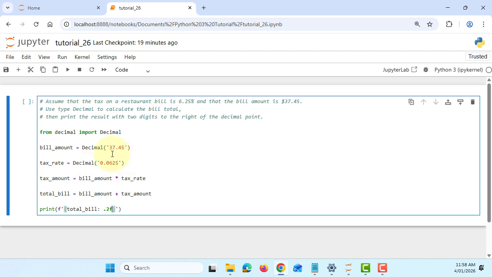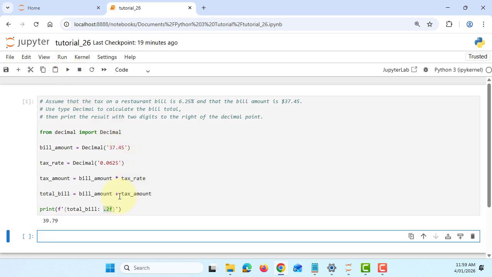Here the bill amount, okay, 37.45, and then tax, that is 6.25, and then the bill amount multiplied by tax rate, that will be the tax amount. Then it's going to be a total bill, bill amount plus tax amount, and then we print total bill with 2 decimal points. So it's going to give us 39.79.